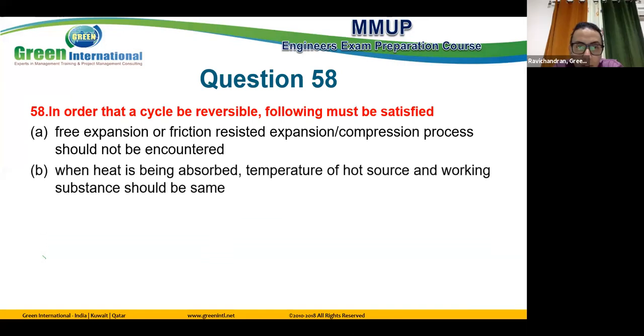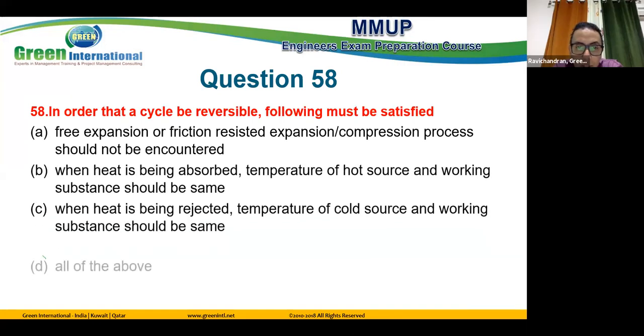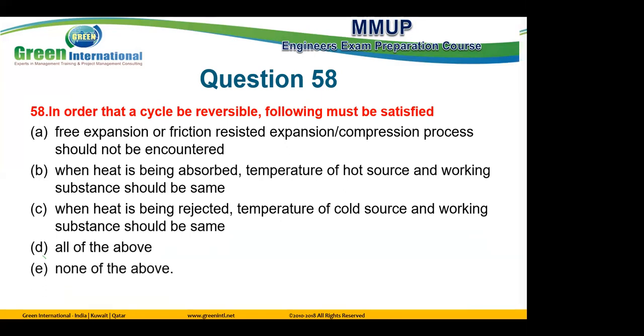In order for the cycle to be reversible, the following must be satisfied. To be easy for you, all these cases are reversible cases. Okay, all these cycles are reversible cycles. Clear? All of them.